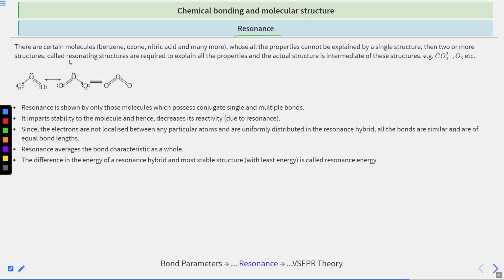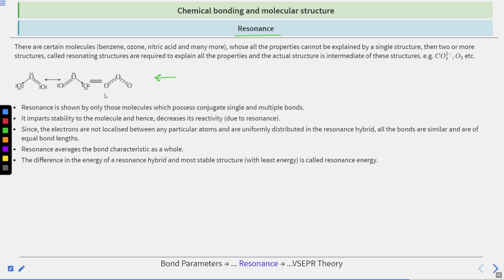Resonance. There are certain molecules like benzene, ozone, nitric acid, and many more, whose properties cannot all be explained by a single structure. Then two or more structures, called resonating structures, are required to explain all the properties, and the actual structure is intermediate of these structures. For example, carbonate or ozone.